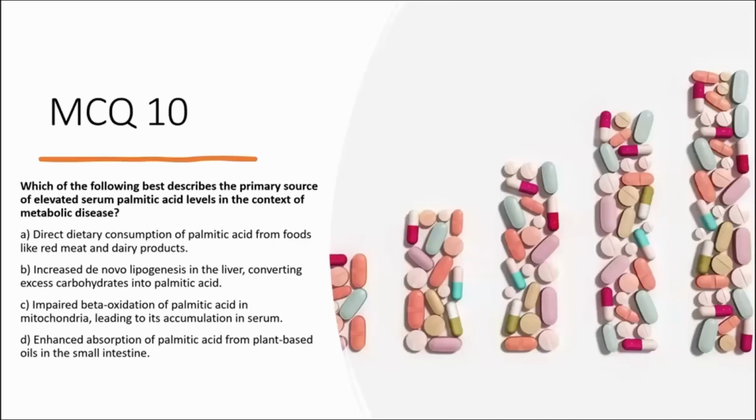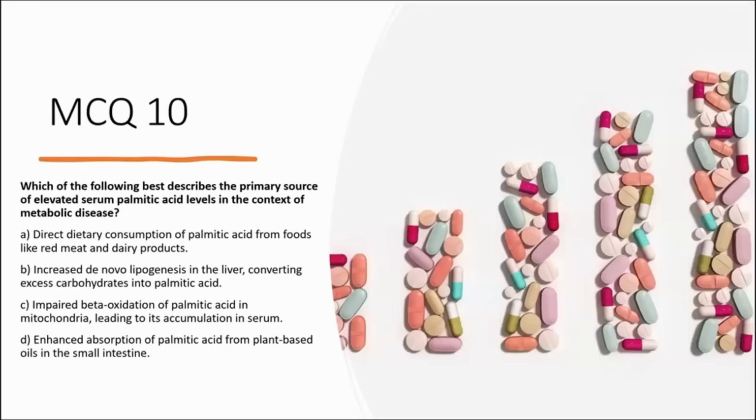Question 10. Which of the following best describes a primary source of elevated serum palmitic acid levels in the context of metabolic disease? Now, what do I mean by this? Palmitic acid, or palmitate, is the saturated fat that everybody worries about. We worry about consuming it. And we know from observational data, epidemiological research, that people with increased levels of palmitic acid in their blood have increased rates of mortality. They have increased rates of metabolic disease, diabetes, and so on and so forth. So the question is, where does this saturated fat, this palmitic acid, come from?